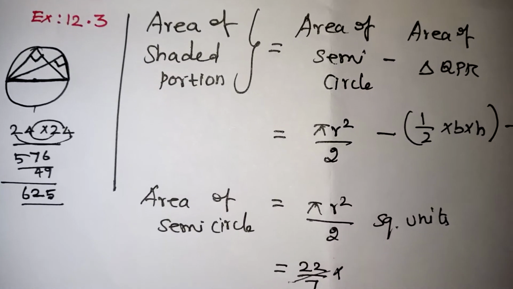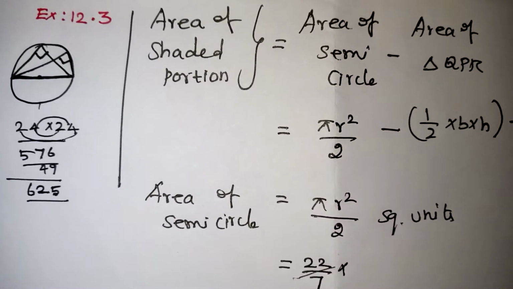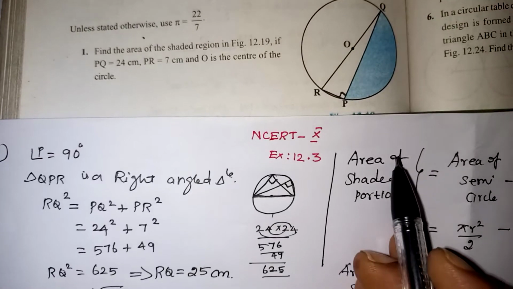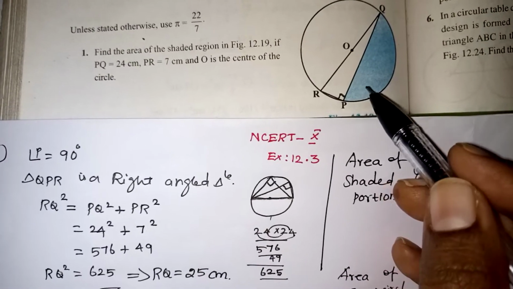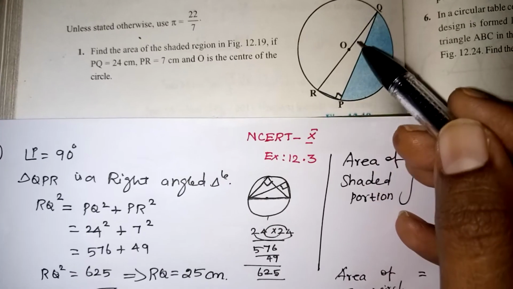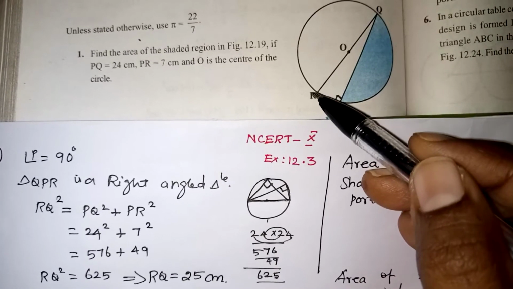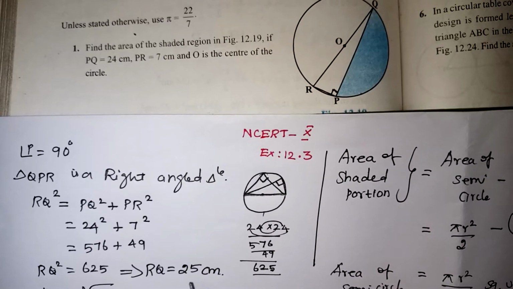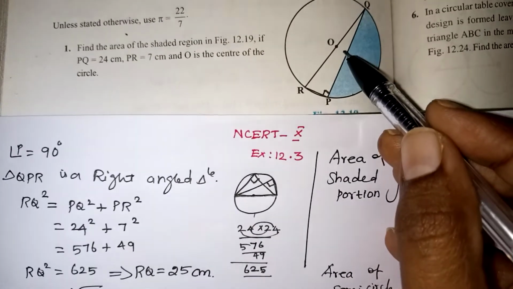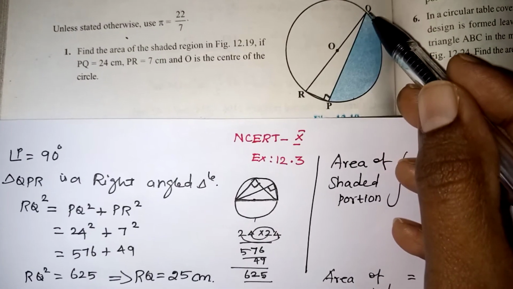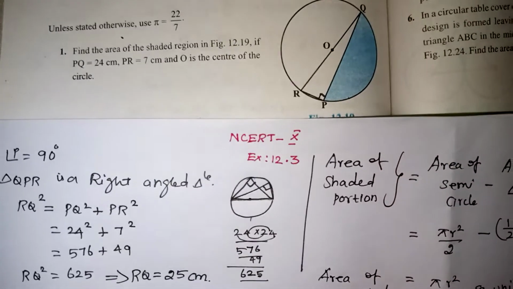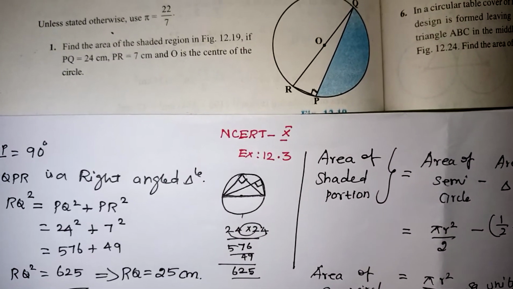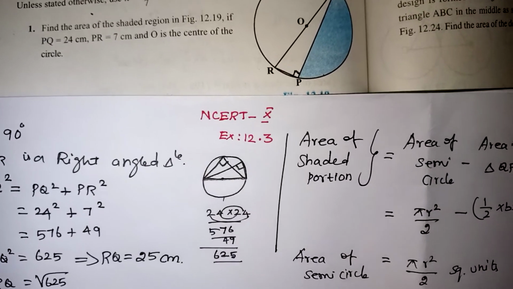Multiply by the r value. Let's look at the diagram. First we need to find the radius of the circle. To find the radius, we already know the diameter, because RQ is our diameter. The RQ value we got is 25. Half of the diameter is the radius, so for the radius we have to take 25 by 2. That is the R value of the circle, so that is the value we should use for the radius.